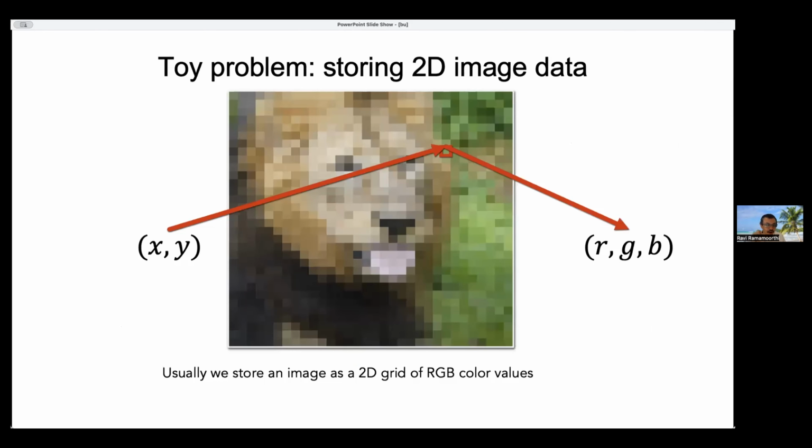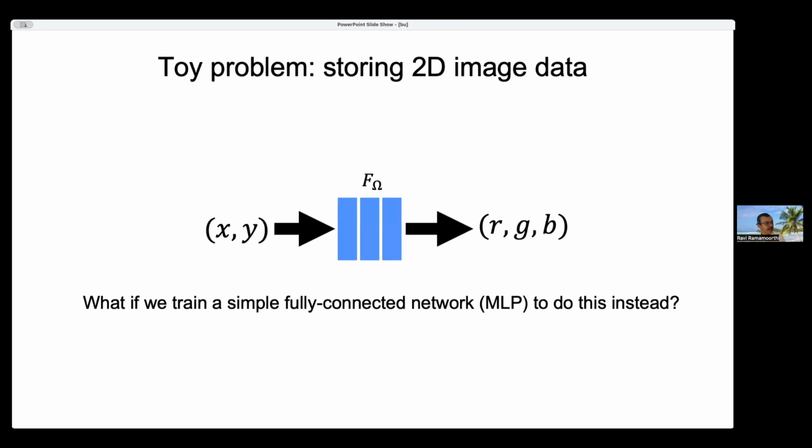Of course, this requires some further refinements. So first, we can consider a toy problem of storing 2D image data. Usually, we store an image as a 2D grid of RGB color values, but you could instead give X and Y as input to the multi-layer perceptron and let it predict the color RGB. That's a simpler version of our volumetric representation.